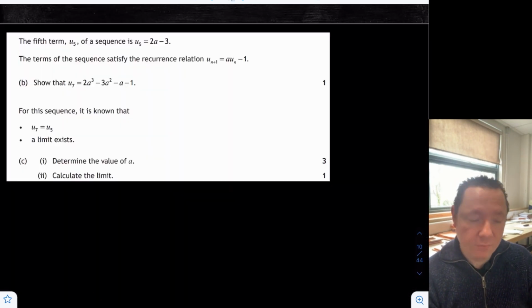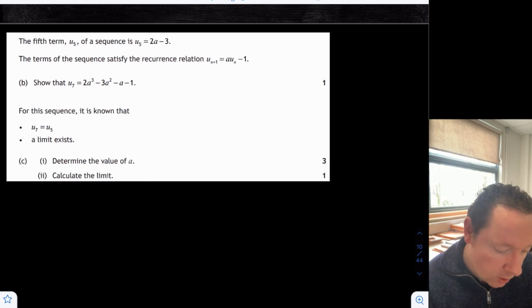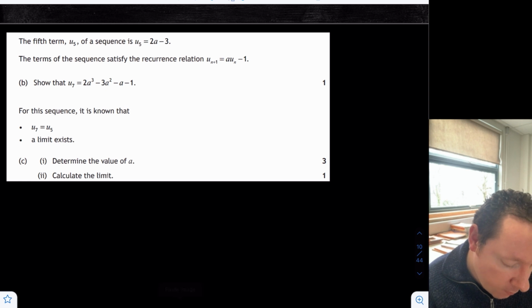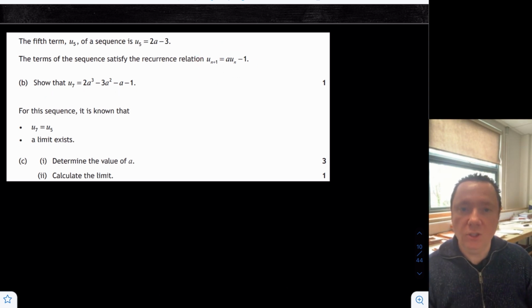Okay, part B of this question is a sequence question, so you can skip ahead if you're just wanting to revise polynomials at the moment. But for the sake of completeness, I'll finish the whole question. So it says the fifth term of a sequence is given by u5 equals 2a minus 3, and it satisfies this recurrence relationship. Show that u7 is that. So we just need to go up to u6, then u7.